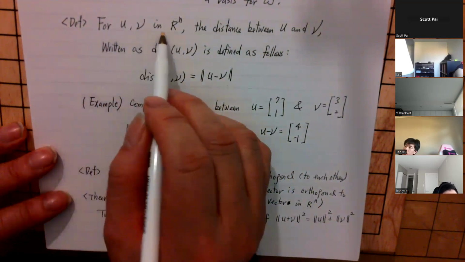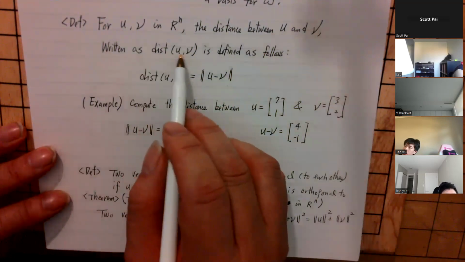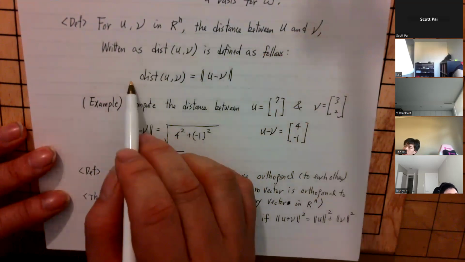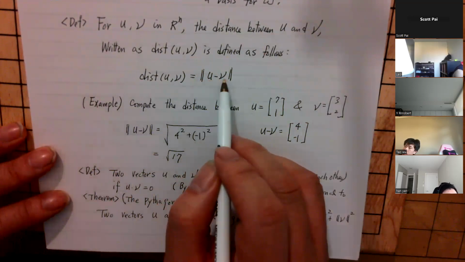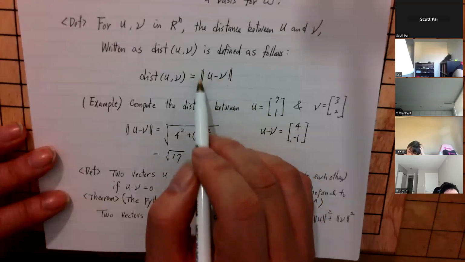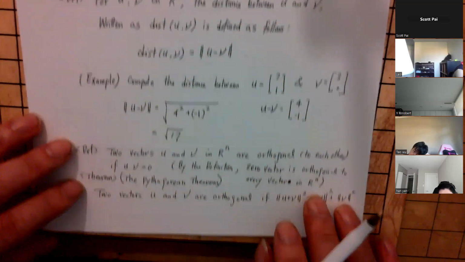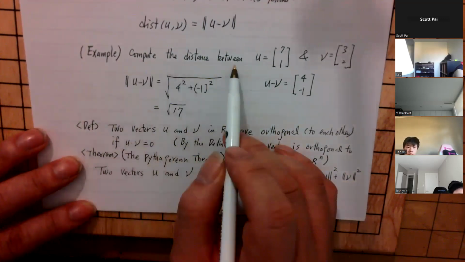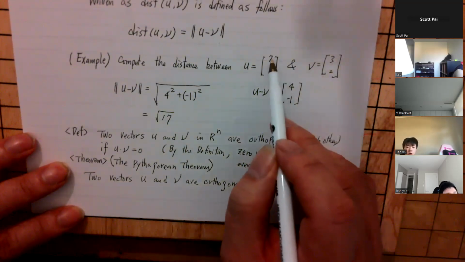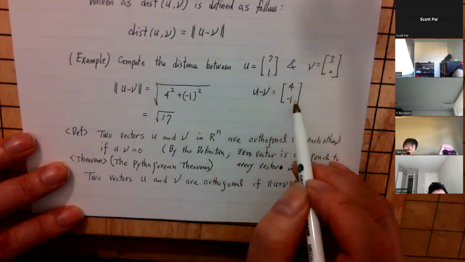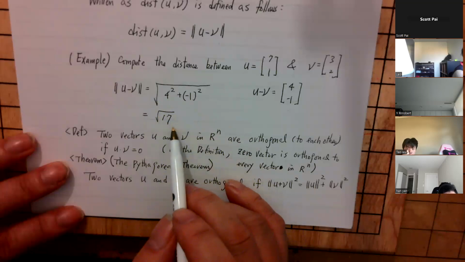For U, V in Rn space, the distance between two vectors, written as distance of U, V, is defined as follows. You take the norm of U minus V, okay? U, the vector, minus the other vector V, and you take the norm. That is the distance between U and V. So, compute the distance between U and V. U is (7, 1), V is (3, 2). Okay, U minus V: 7 minus 3 is 4, 1 minus 2 is minus 1. And you take the norm: 4 squared plus (-1) squared, which is square root of 17.